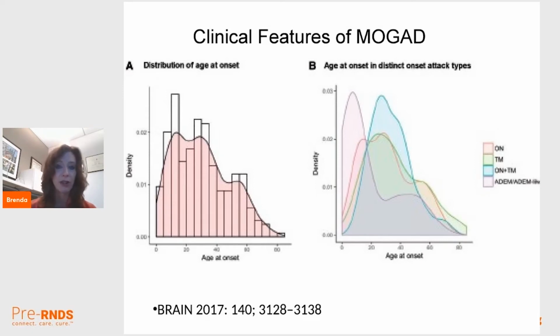And in the far left graph here, the light purple peak is the ADEM group, which is very heavily skewed to the younger populations, although you can also see that this can be a population that can be even over age 60 with MOG-related ADEM. The vast majority present prior to the age of 20, and even more present prior to the age of 12.